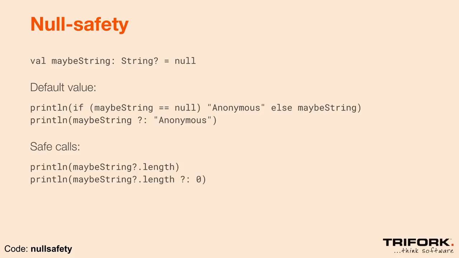Safe calls. Here we can sort of chain the calls that we would want to do on an object, in this case this string, but do it on the precondition that it's not null. So here we would say, get me the length of the string if that string is not null. Okay, fine.